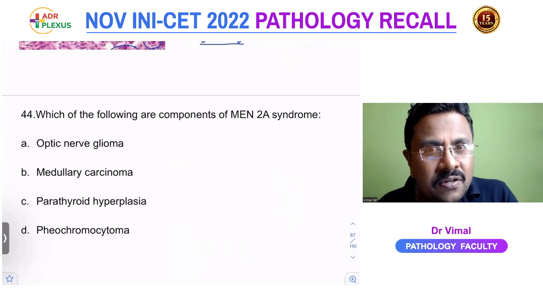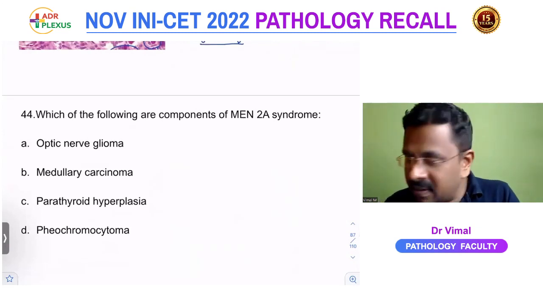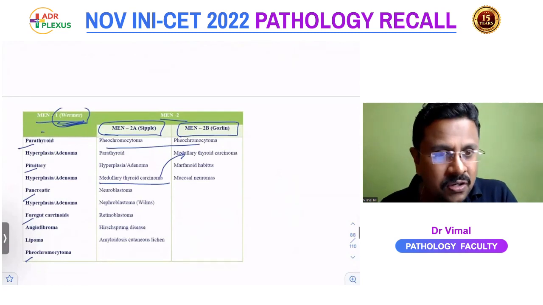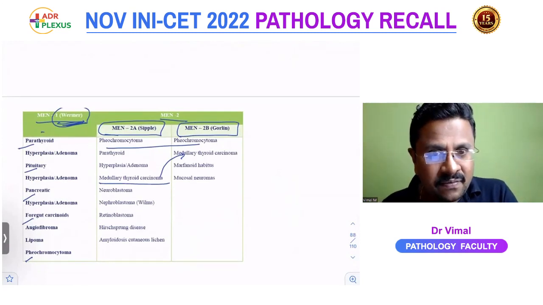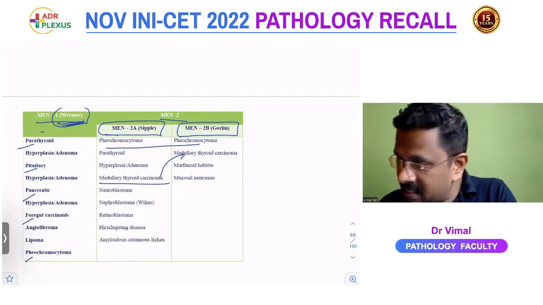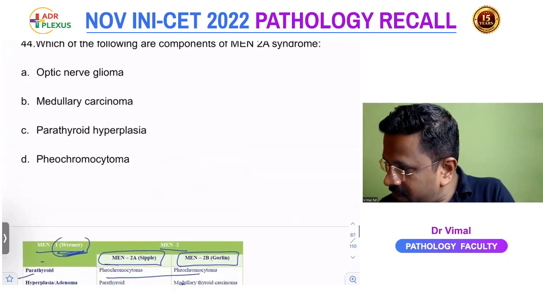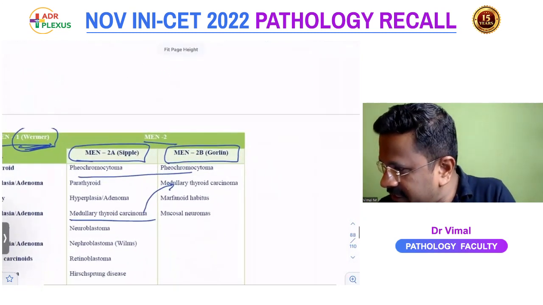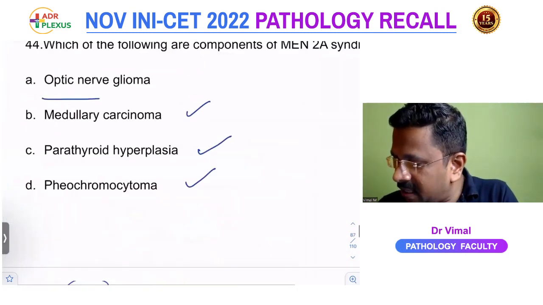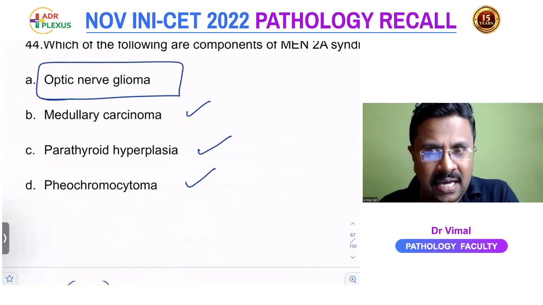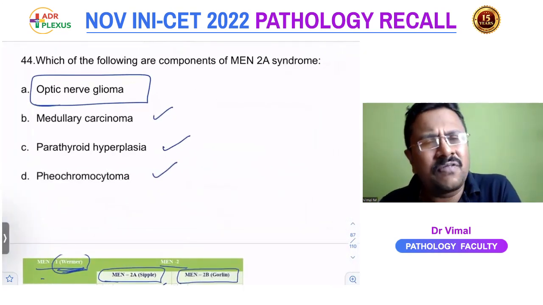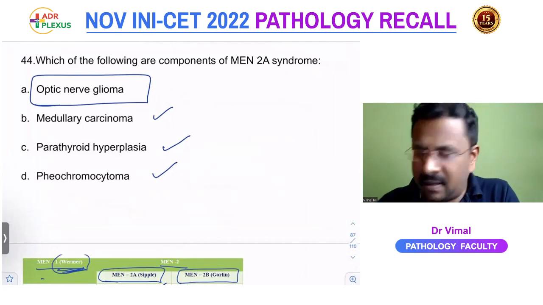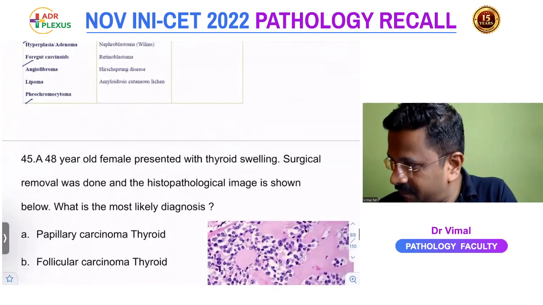Which of the following are components of MEN2A syndrome? Guys, please remember the tabular column which we discussed about the components of the MEN syndromes. MEN1, that is Wermer, we have discussed, and MEN2A, that is Sipple, and MEN2B, that is Gorlin syndrome, which I told you in the class. From this tabular column, medullary carcinoma will be seen in MEN2A. Parathyroid hyperplasia and pheochromocytoma will also be seen in MEN2A, and optic nerve glioma will not be seen in MEN2A syndrome. This is actually a very straightforward question from a repeated, high yield topic. I hope all of you did this question rightly.